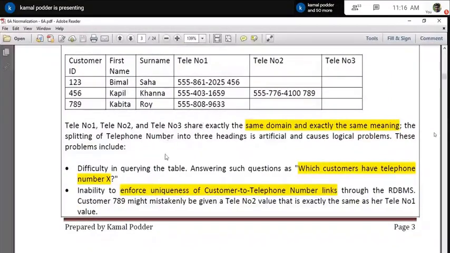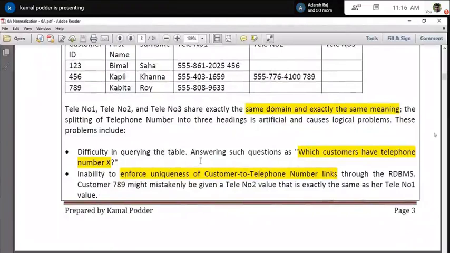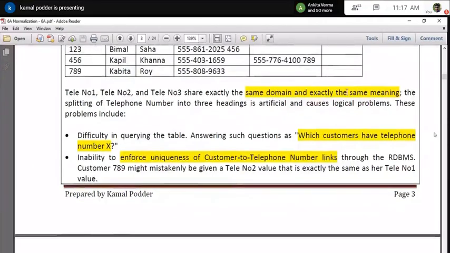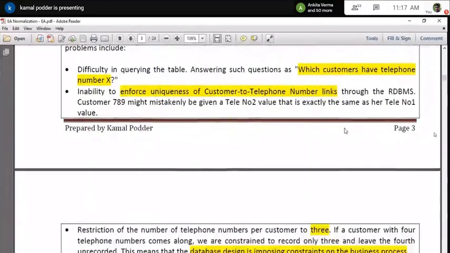Here also you find difficulty in querying the table, answering questions such as which customer has telephone number X. For a particular customer X is appearing here, but for the first customer the same telephone number may appear here. It is not necessary that you always keep it in telephone number one; that is the choice of the data entry operator. So naturally it's very difficult to write the SQL to satisfy this query. Another problem is the inability to enforce uniqueness of the customer to telephone number link.